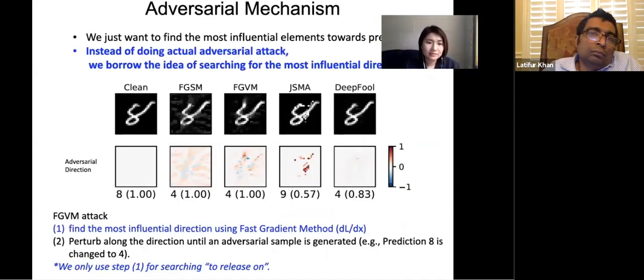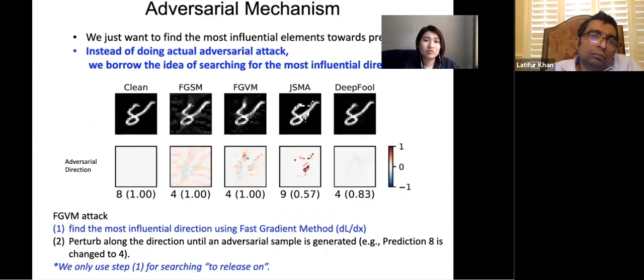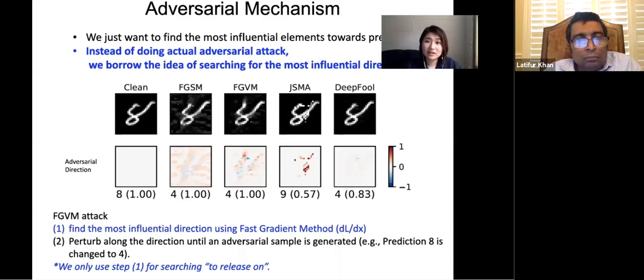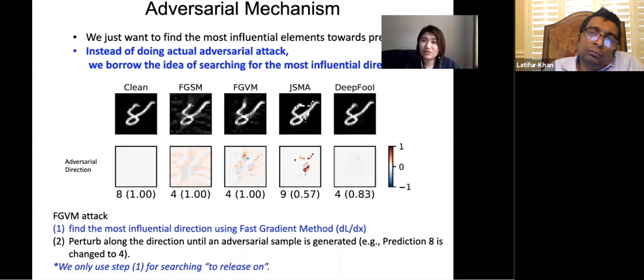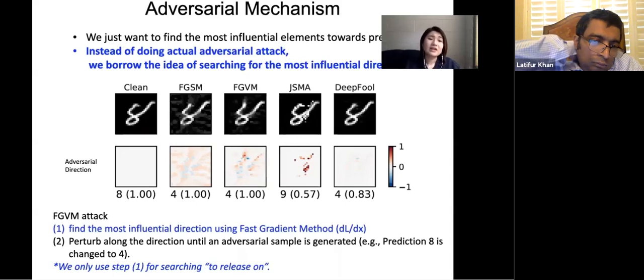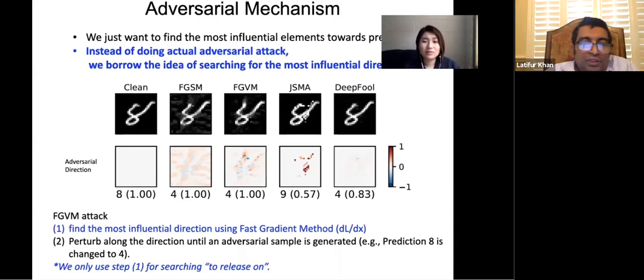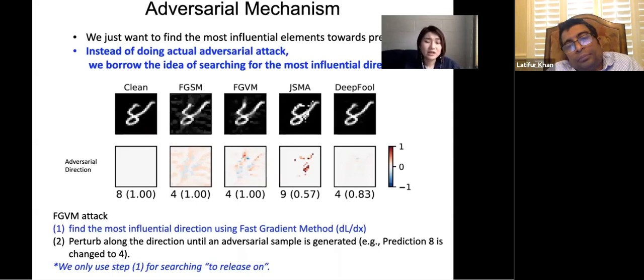Let's recap. Here we have 4 different adversarial mechanisms, and take the fast gradient value method, FGVM, as an example. It first finds the most influential direction using the fast gradient method. Actually, the fast gradient method is quite straightforward as well. It basically calculates the gradient of the loss, and it perturbs along the direction until an adversarial sample is generated. In this specific example, the prediction is changed from 8 to 4.